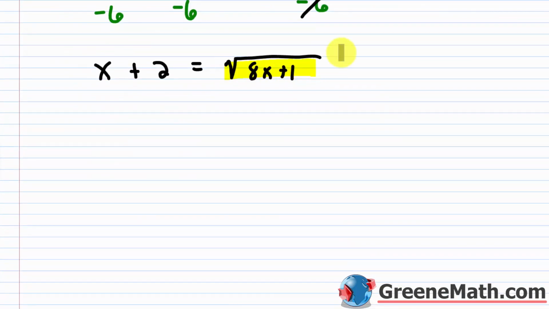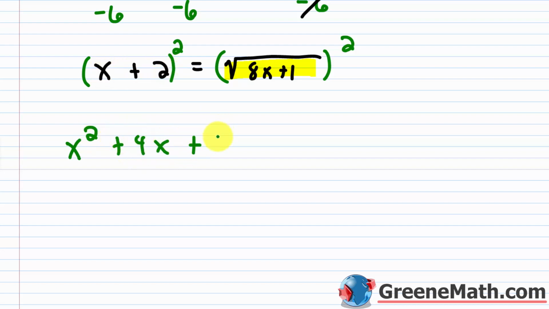So now to clear this radical, I'm just going to square both sides of the equation. So I'm going to square this side, and I'm going to square this side. So the quantity x plus 2 squared, again, I've got to use my special products formula or use FOIL or whatever you want to do. Just don't distribute the exponent to each term. That's wrong. So this would be x squared plus 2 times x times 2, so 4x, and then plus 2 squared, which is 4. This is equal to, if I square this guy, I would get 8x plus 1.